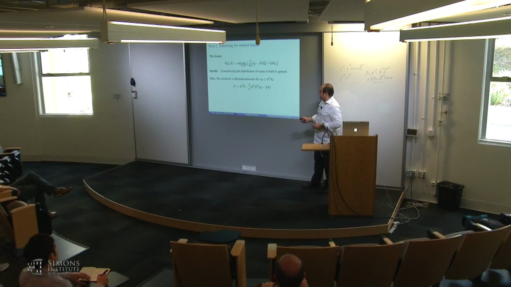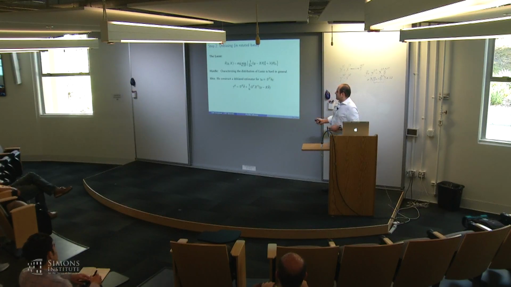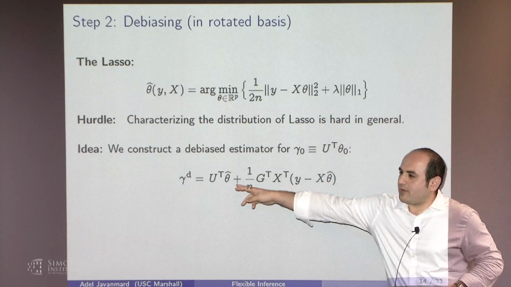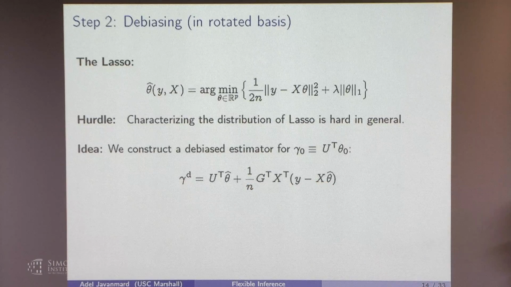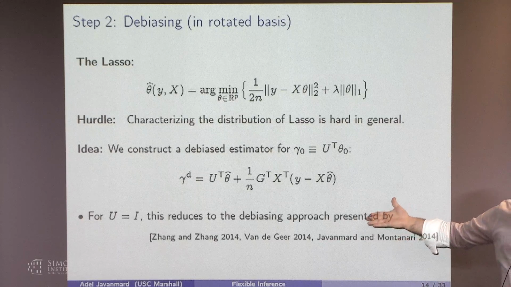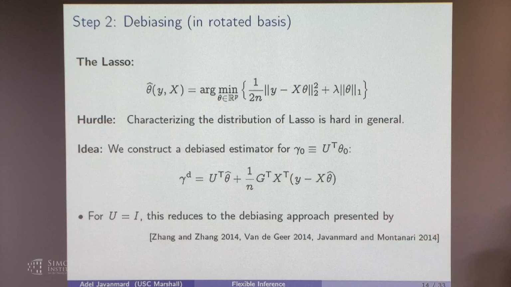It has U transpose theta hat, and then you have this extra term. Okay. So I need to define G. So we'll see that in a moment. But this is the general form that you have. By adding this term, I'm trying to remove the bias of U transpose theta. Now, if you take U to be identity, this becomes the classical debiasing that has been studied in the past couple of years.